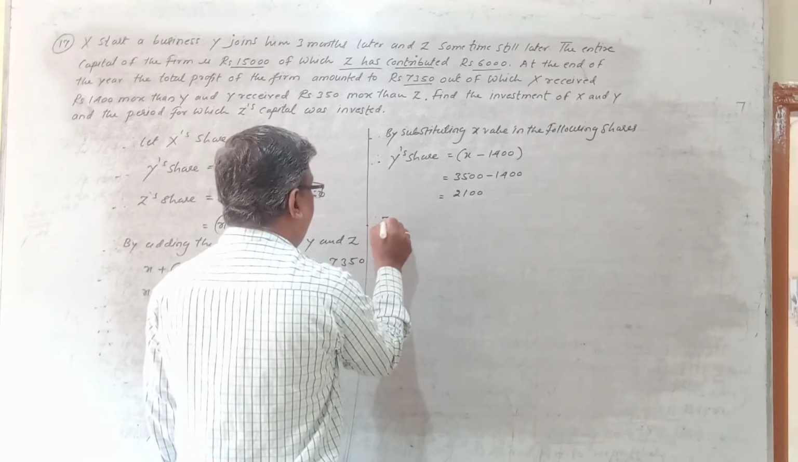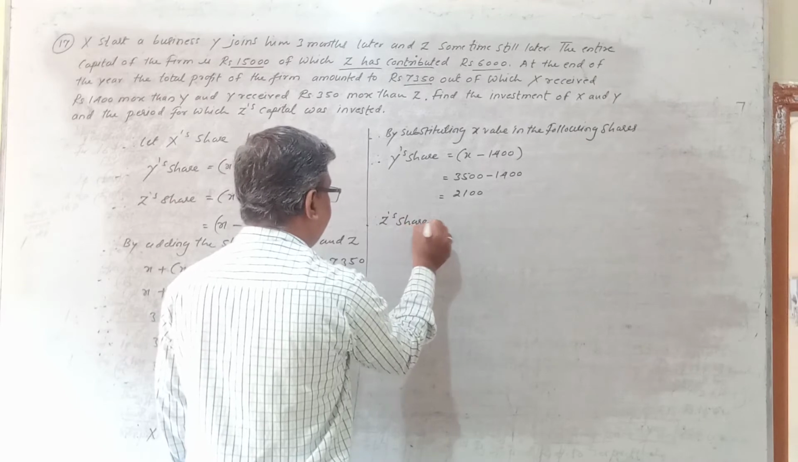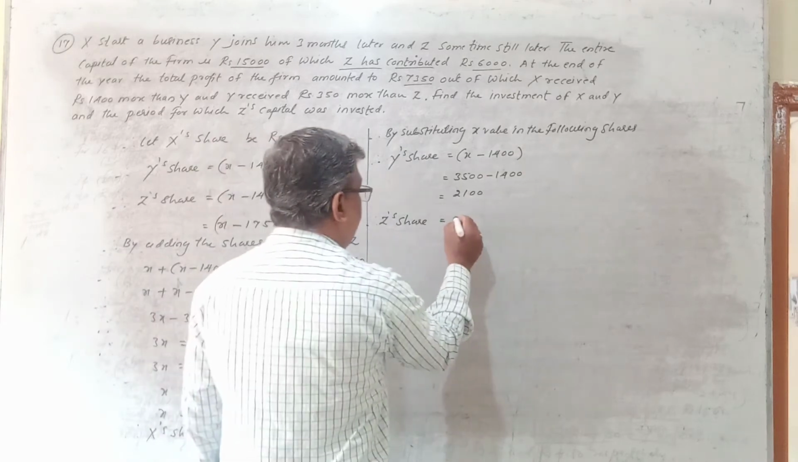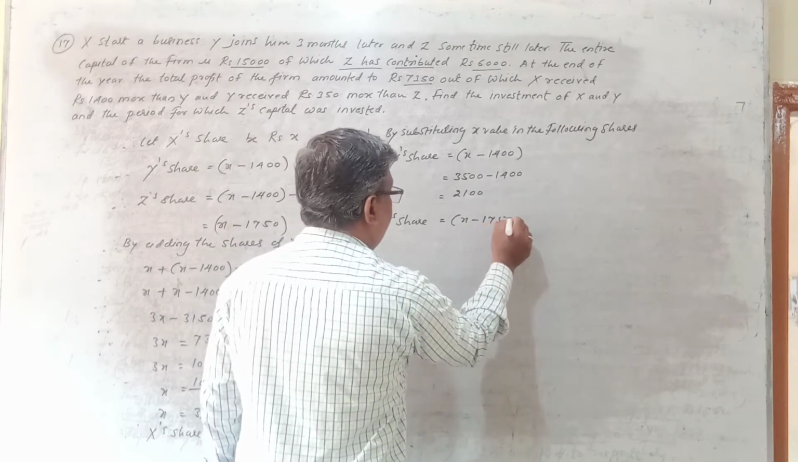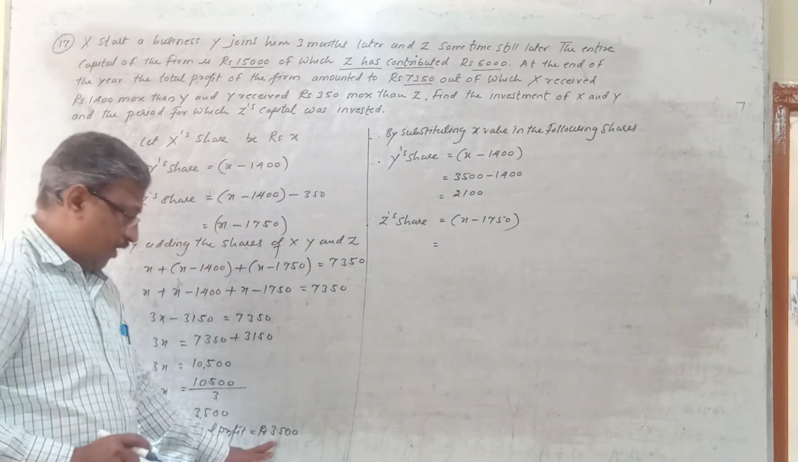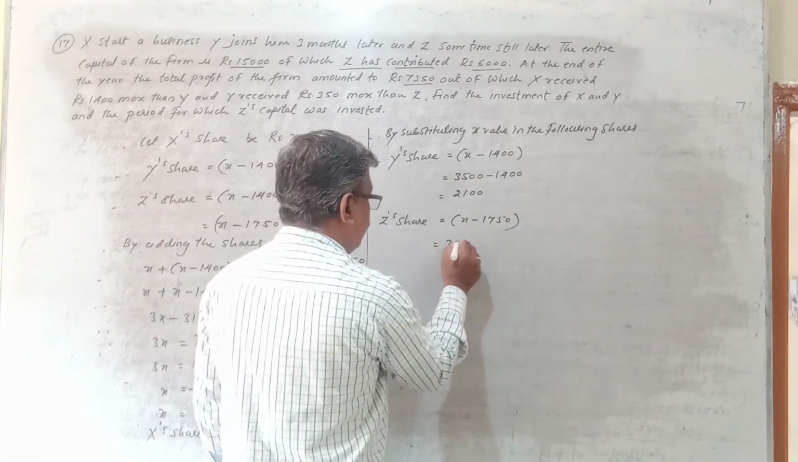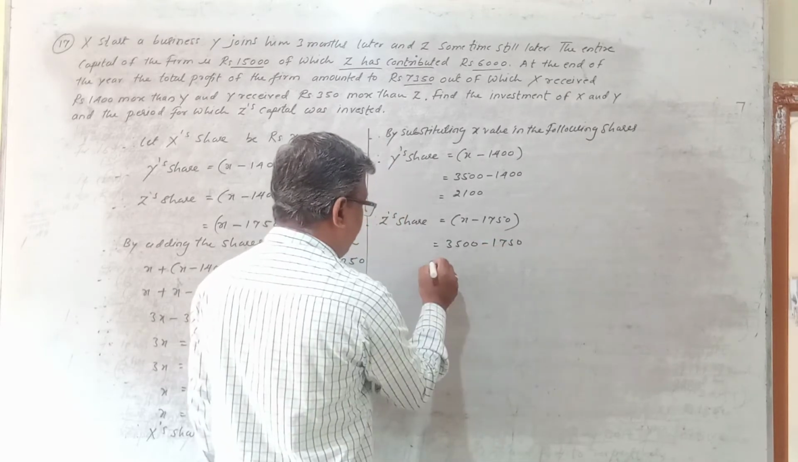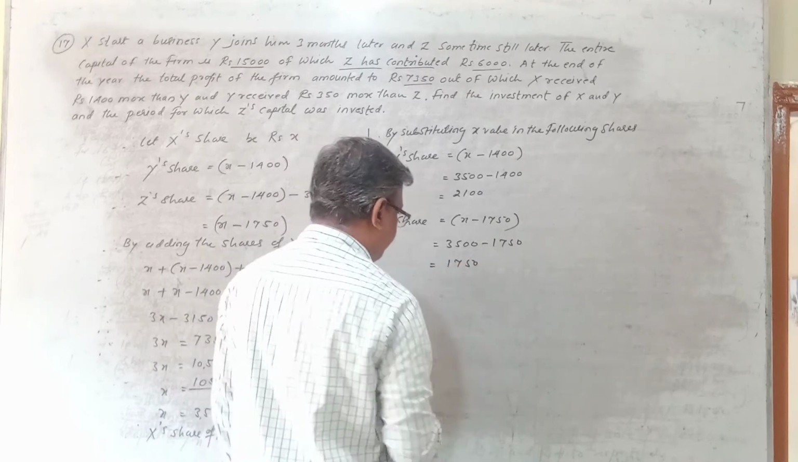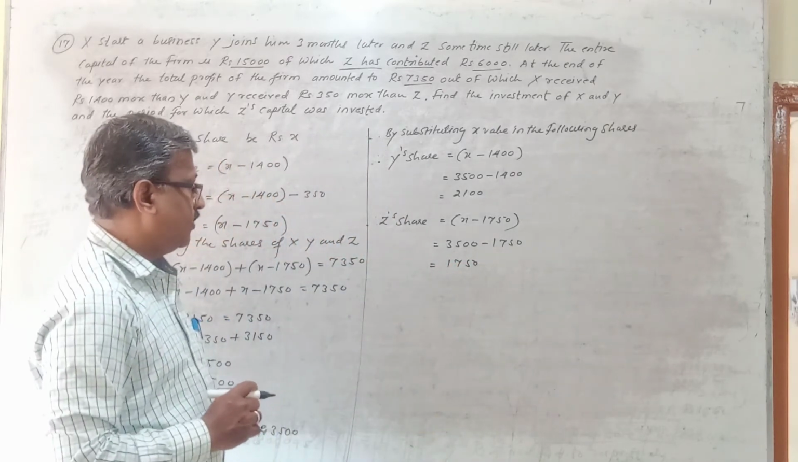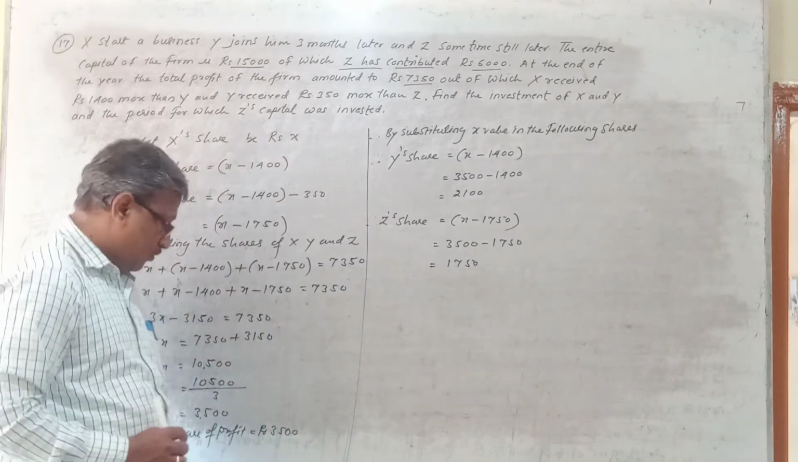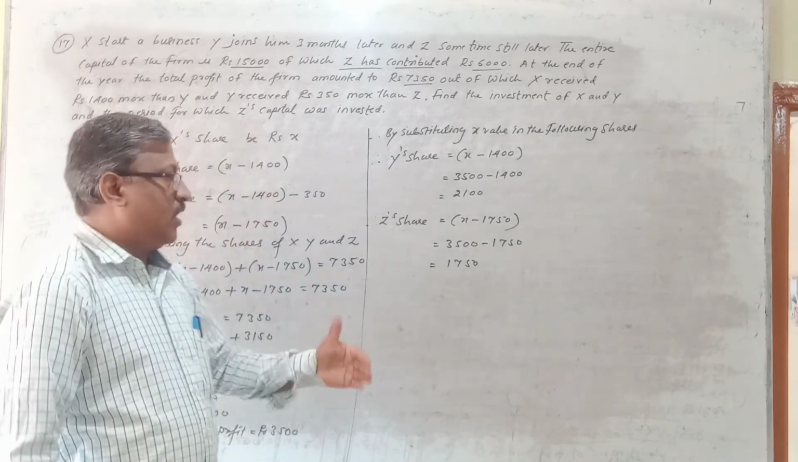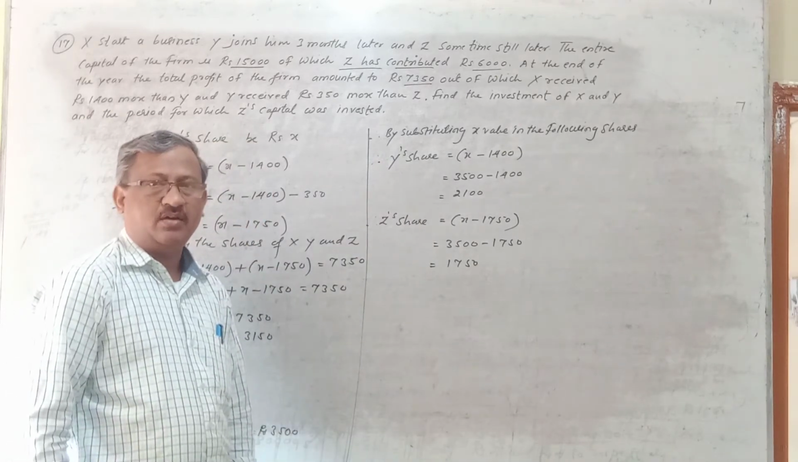Like that, you have to calculate z's share now. So what is z's share? It is x minus 1,750. So x value is 3,500, so 3,500 minus 1,750, you get 1,750. So like this, we have got the share of profit of x, y, and z. Now we have to find out the capital of x and y.